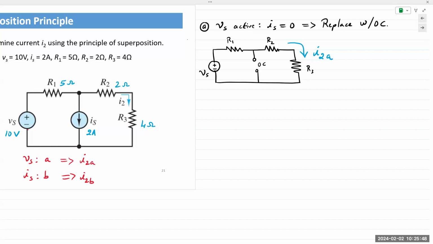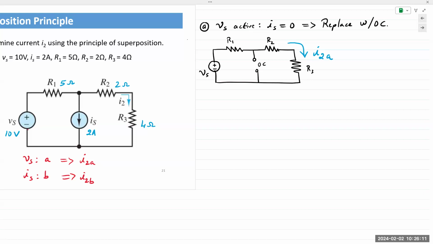All right. Then what do we see? What is the relationship between R1, R2, and R3? They're all in series because they're all connected by 1 point each. So the entire circuit is in series. It is now a one-step application of Ohm's law, and we'd be able to find I2A.